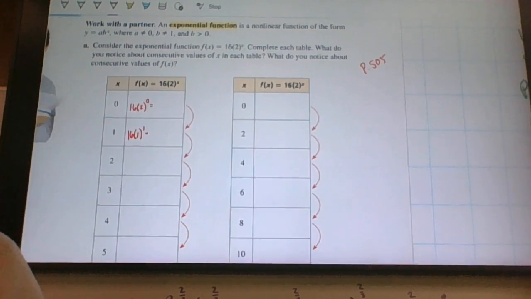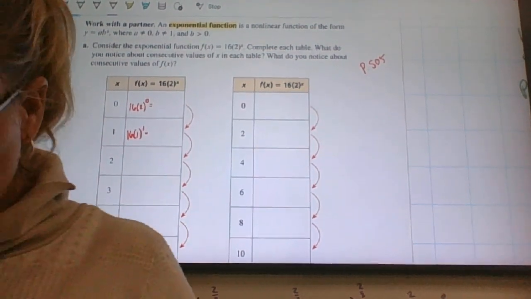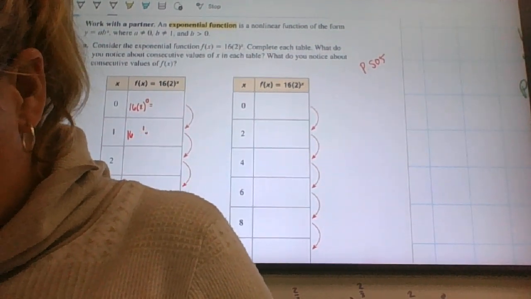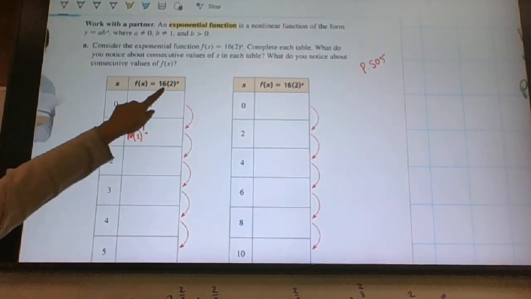Maybe I do the exponent first and then I multiply 16. That's a good idea. How come you went to one? Oh, the base is 2 the whole time. I'm just plugging it in right here, guys. So you're just changing the exponent.